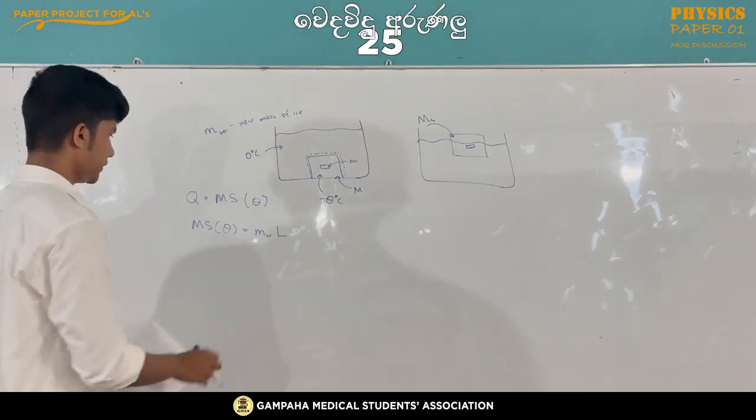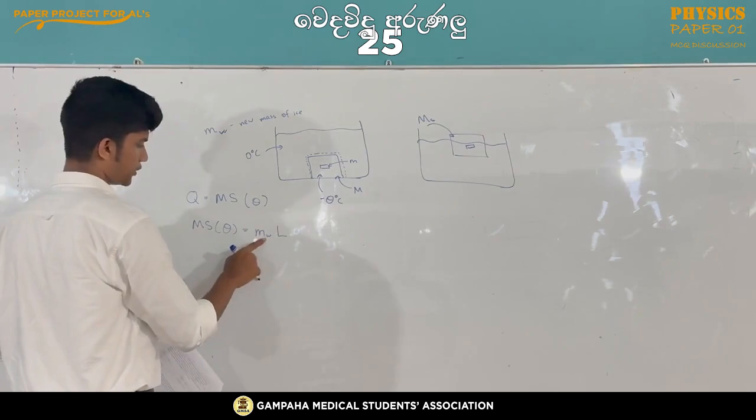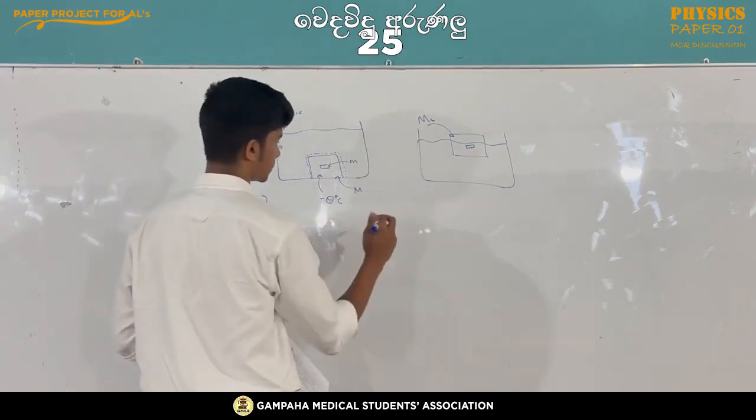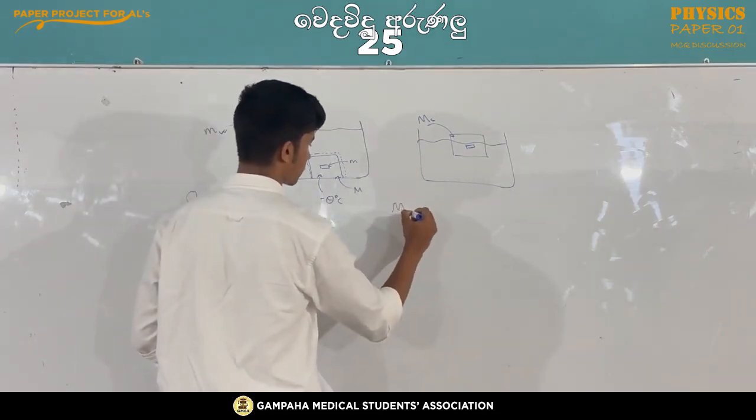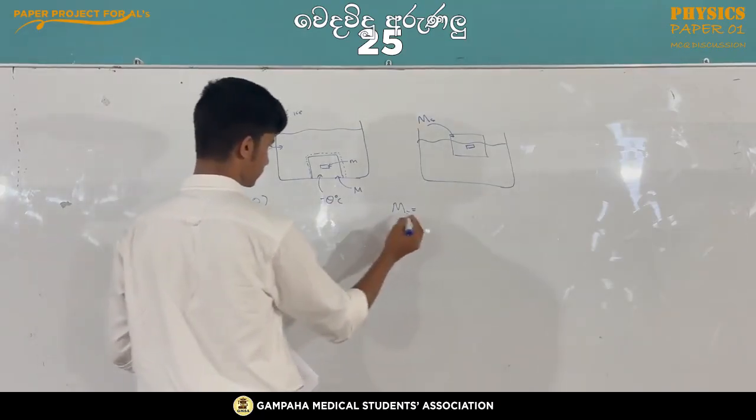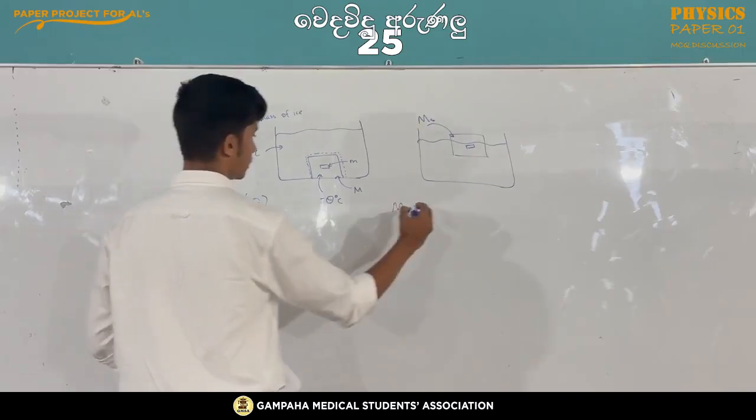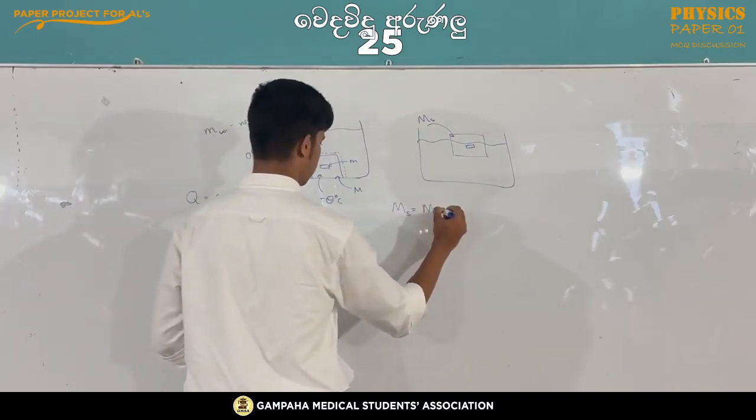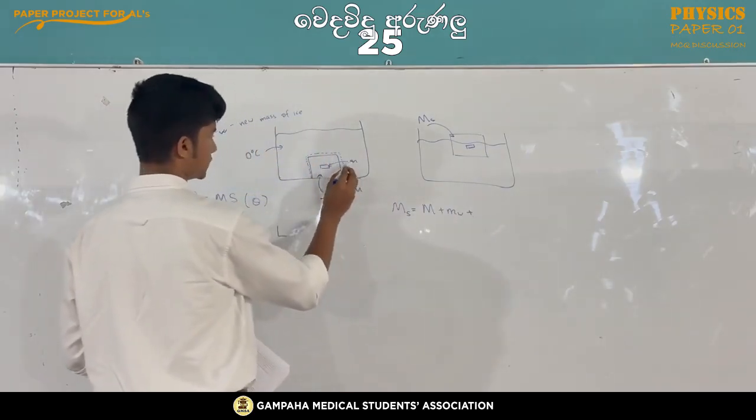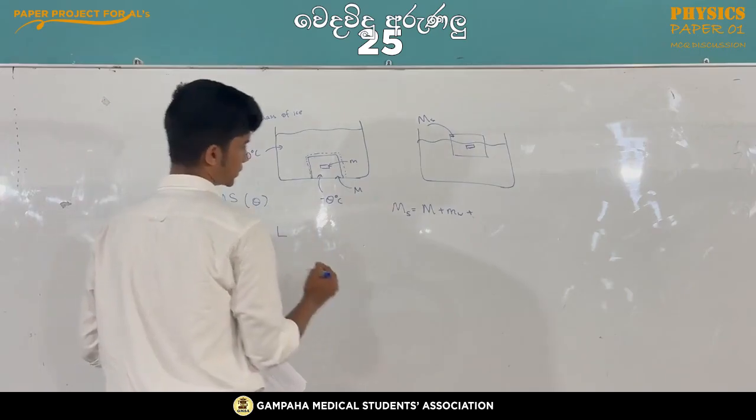So then the addition of capital M and m W will be equal to the final mass. Ms will be equal to capital M plus m W plus the mass of the metal piece m.